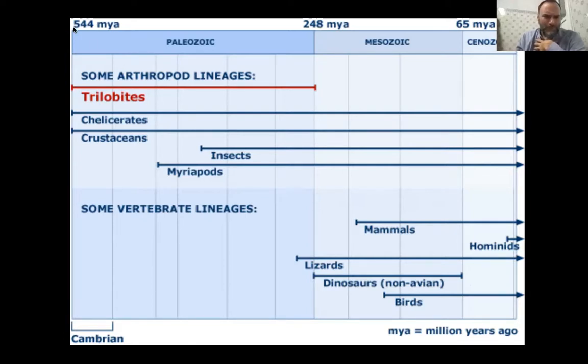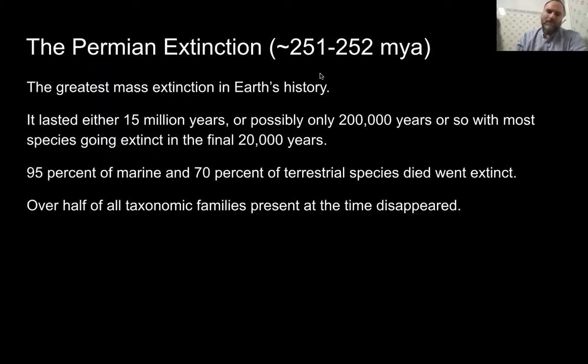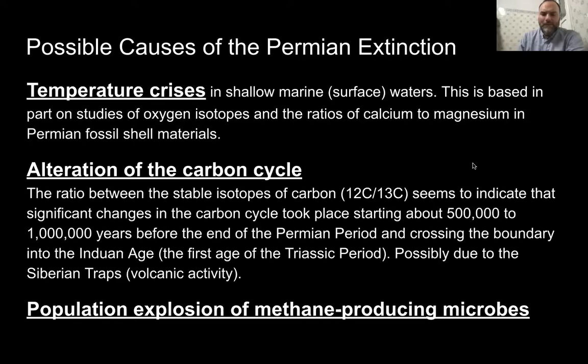So 544 million years ago or so, trilobites started. They died out at the Permian extinction 248 million years ago. Or 250 or so million years ago. It killed 95% of life on Earth, lasting about 15 million years. There's some debate about that. Some people think only 200,000 years. It affected the entire planet. And there's ongoing debate about what caused it. It's probably a combination of factors, and it may never be provable.